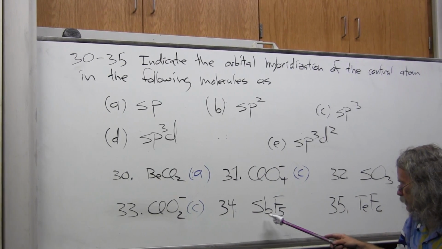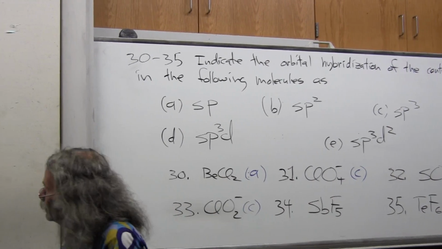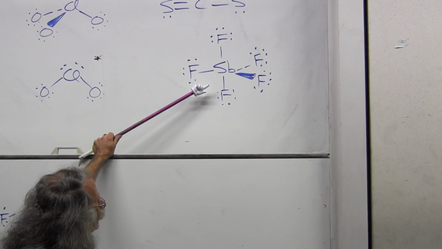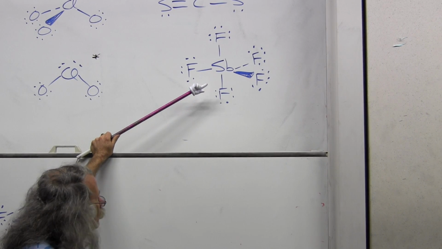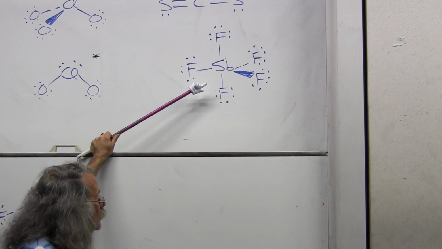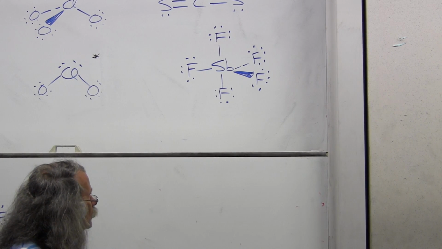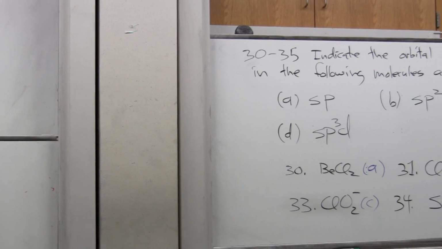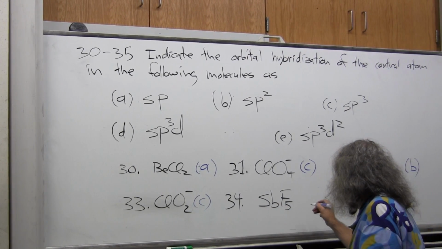Number 34 is antimony pentafluoride. This we have depicted on our scratch paper. We can see there are 5 single bonds associated with the central atom. So 5 bonding pairs associated with the central atom. 5 E pairs requires trigonal bipyramidal disposition of those E pairs. And so that in turn requires sp3d orbital hybridization, which is option D.